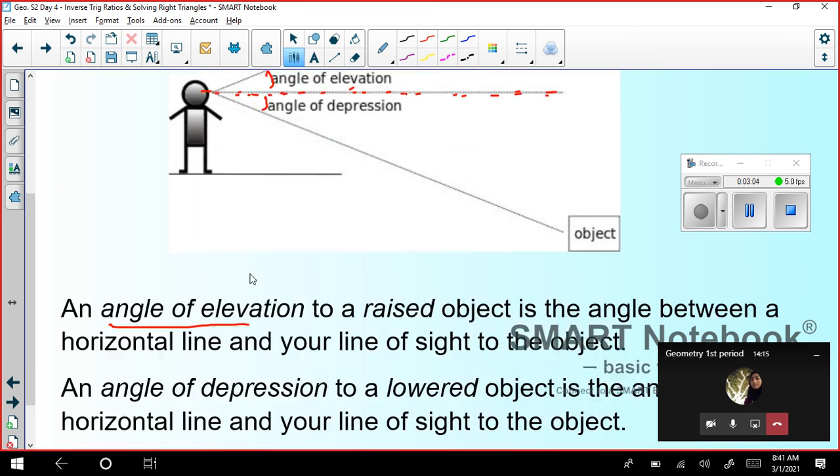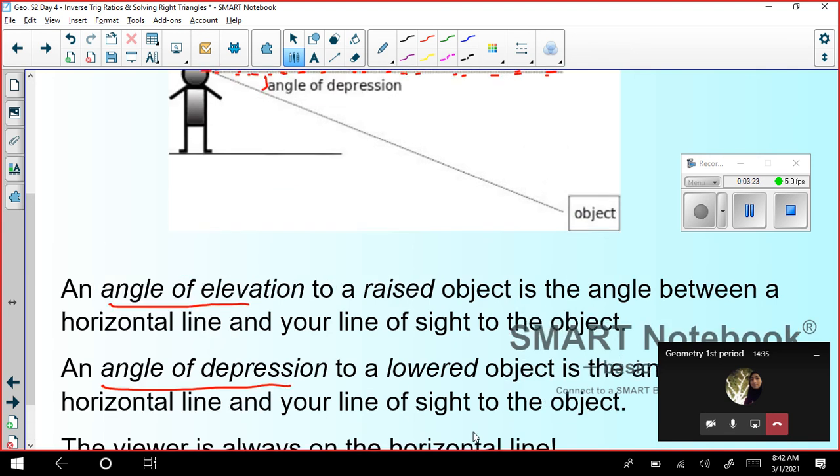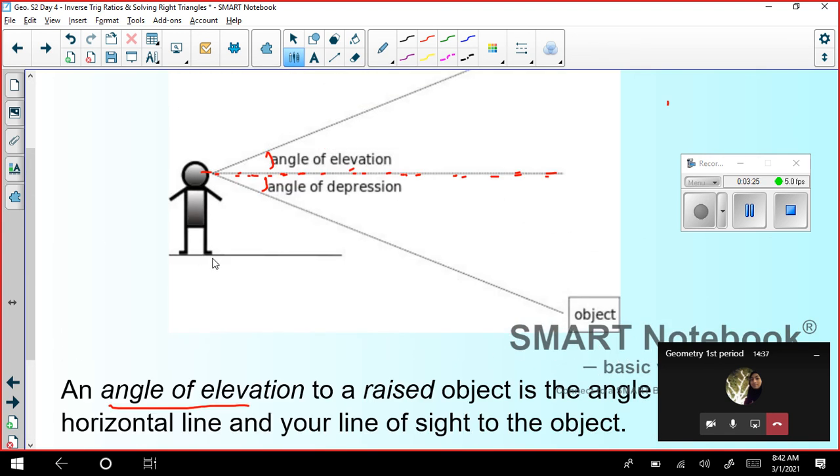The angle of depression to a lowered object is the angle between a horizontal line and your line of sight to the object. The viewer is always on the horizontal line, and the object is placed below. This becomes the line of sight, and with regards to the horizontal line, you have an angle of depression.